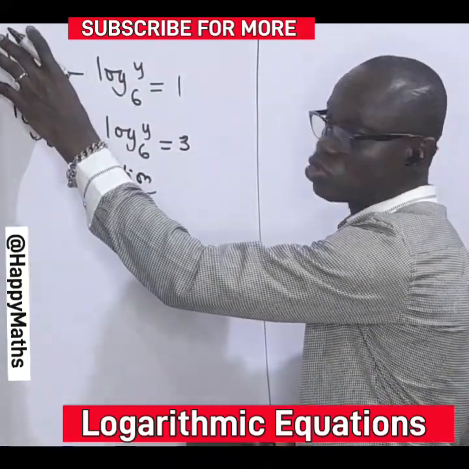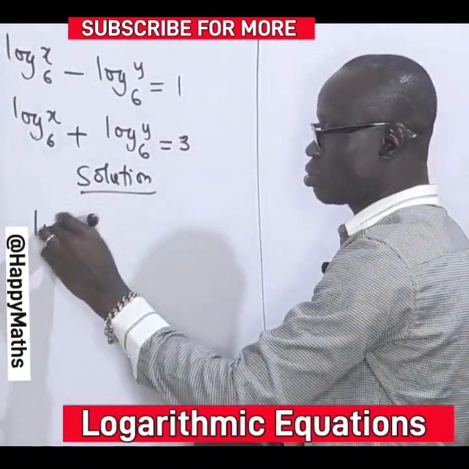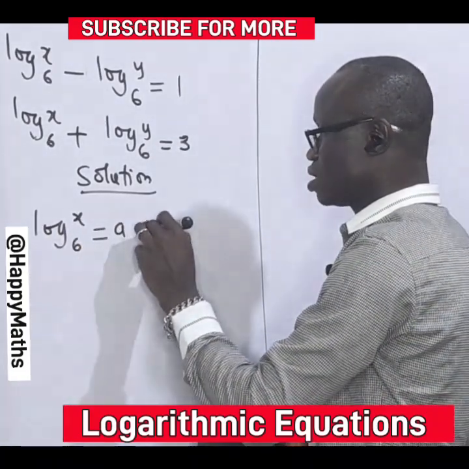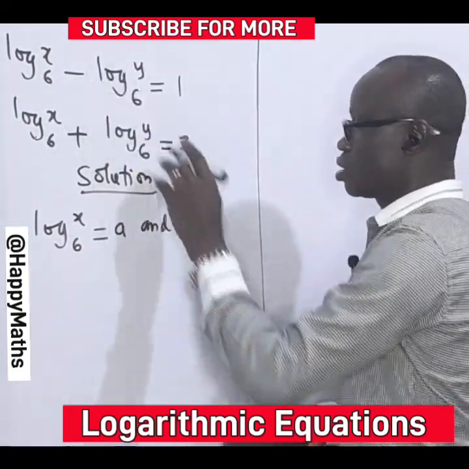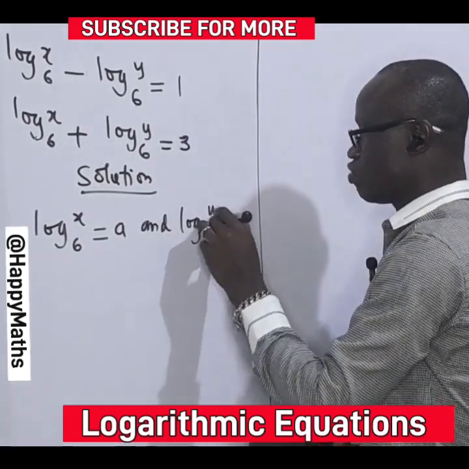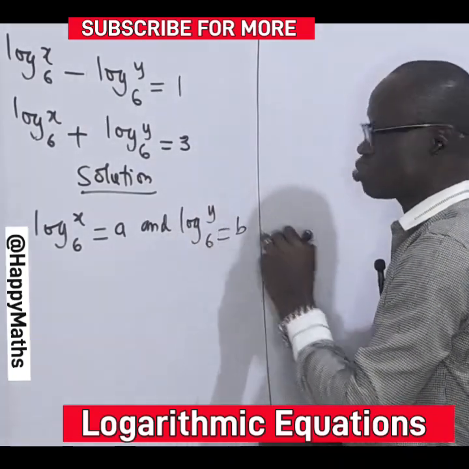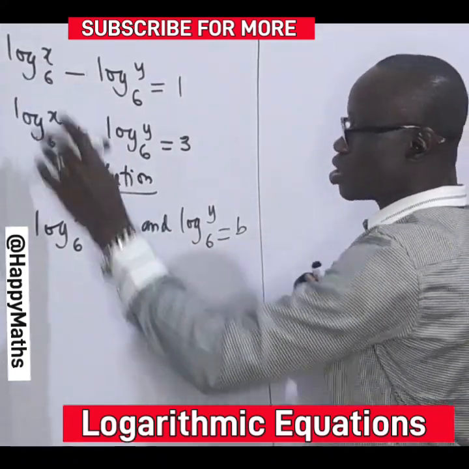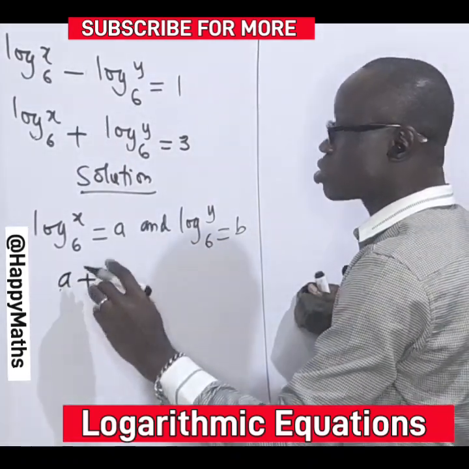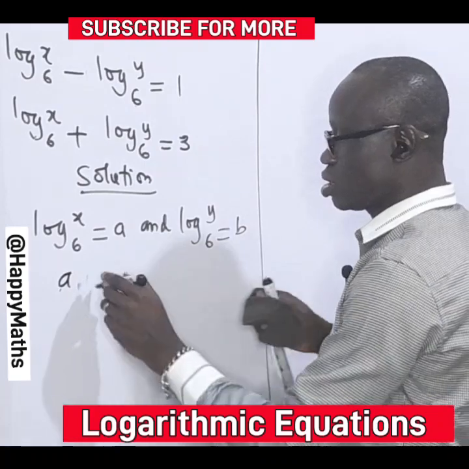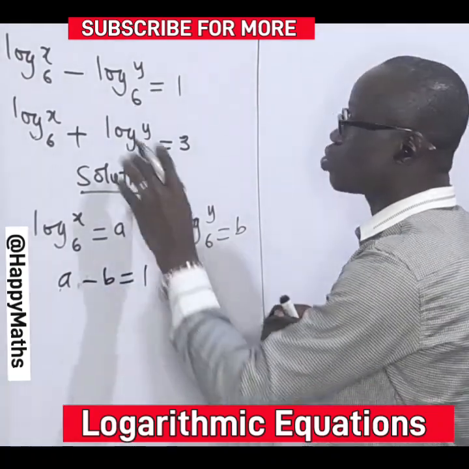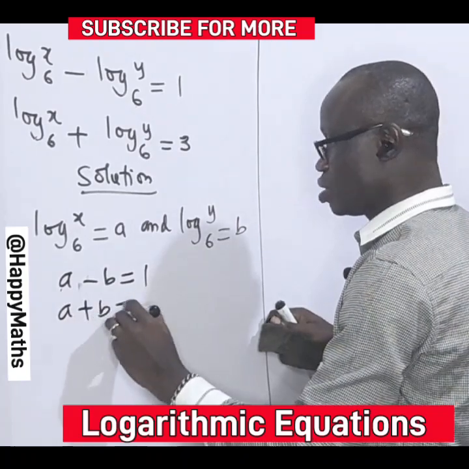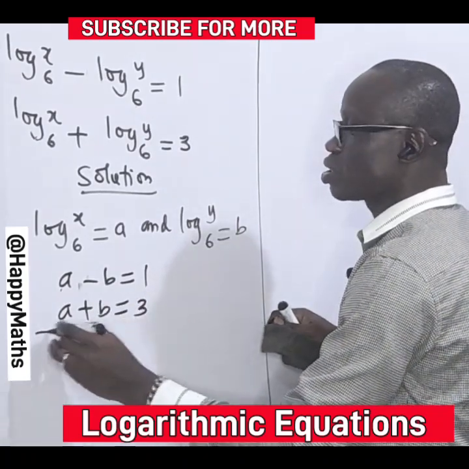Now I want to assume log x to the base of 6 equal to a, and log of y to the base of 6 to be b. So this will give us a minus b equal to 1, then a plus b equal to 3.